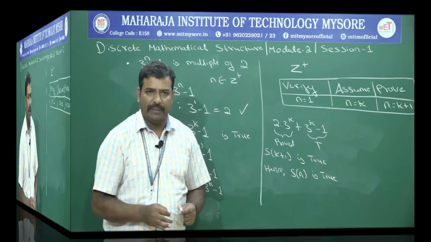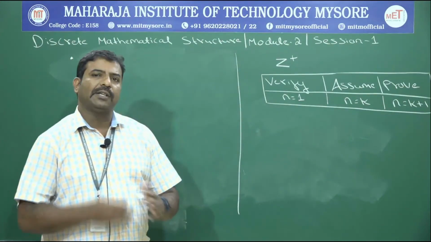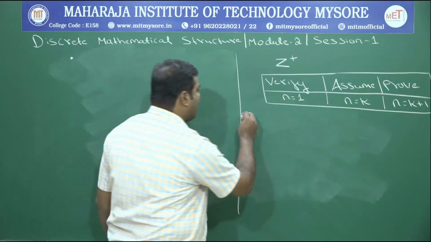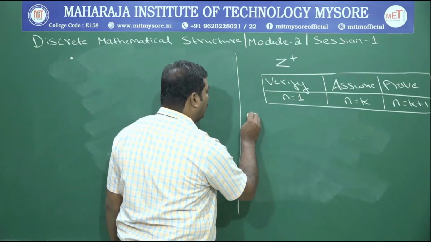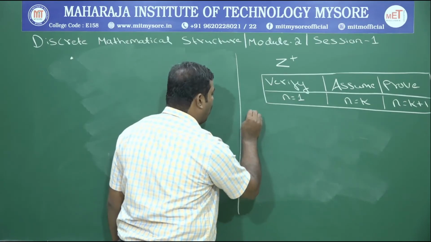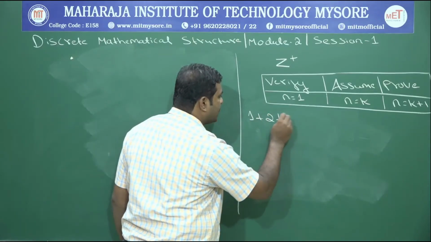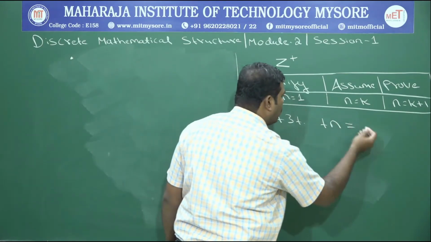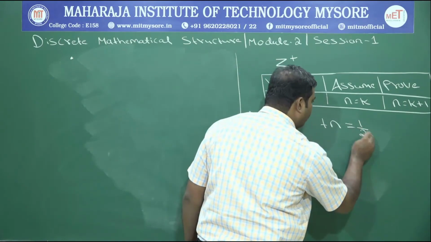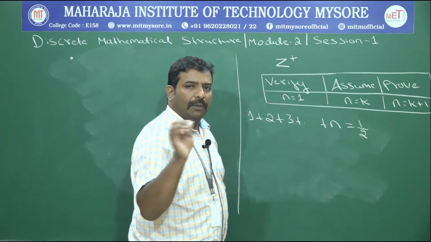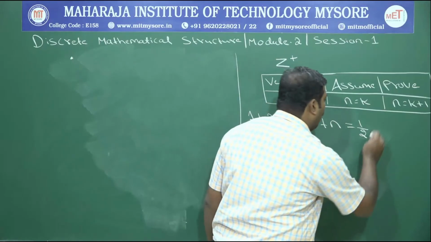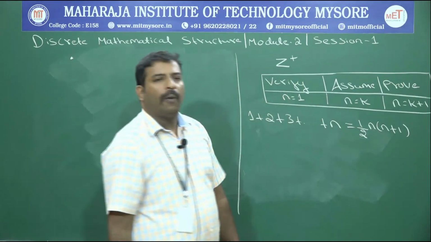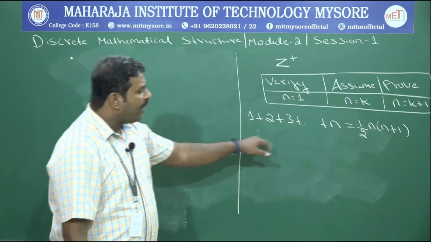Now let us take one more example. The next example I am going to take is the sum of n natural numbers, or sum of n integers. In that case, the statement is: 1 plus 2 plus 3 plus so on until n is equivalent to 1 by 2 into n of n plus 1. If you remember the formula for the sum of n integers, this is the formula I am going to use. Fine. So now I need to prove this.